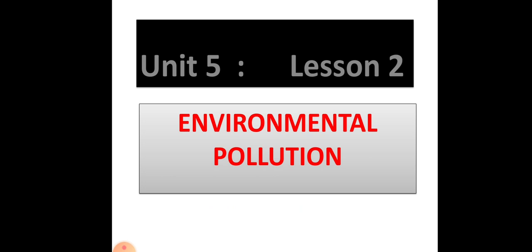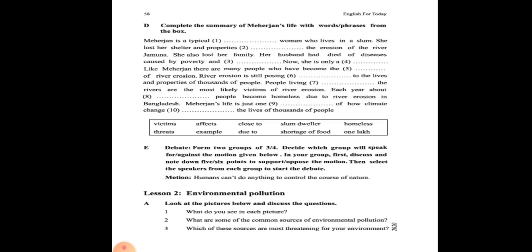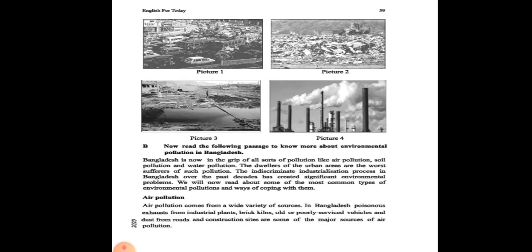After this lesson, you'll have a good number of vocabularies and can answer a couple of questions. Okay, and I'm giving you some information which is very effective and essential in every sort of question answering. So boys, let's start our today's class, that is Environment Pollution, Unit 5, Lesson 2. You can see the title of the lesson at the bottom of the page, Lesson 2, Environment Pollution, from your EFT book, page number 58. And you will have a couple of pictures, picture 1, picture 2, picture 3 and picture 4.